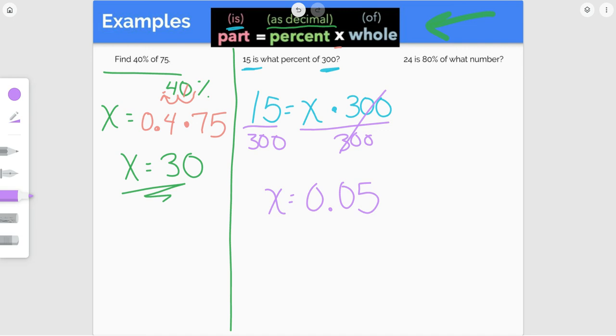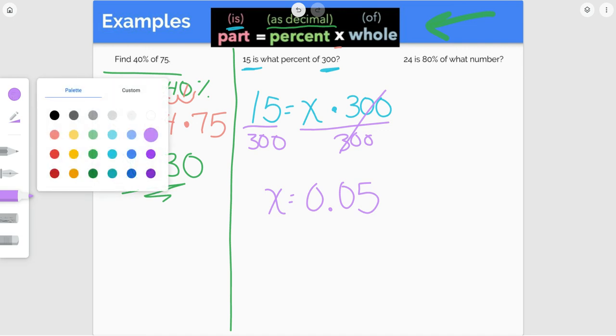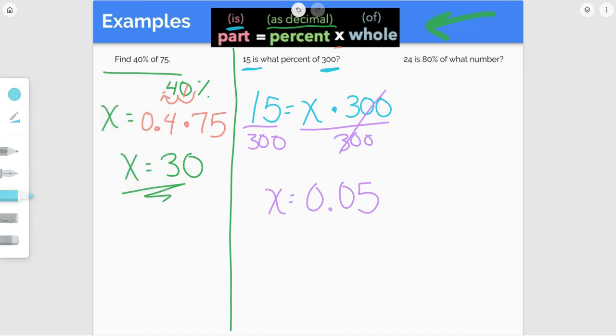No, it's my percent as a decimal. So I need to go ahead. Now I'm taking a decimal and turning it into a percent. So now I'm going to multiply by 100 or move it to the right 2 times. And that is going to give me 5%. And that's going to be my answer. And that makes sense because 15, right, is just a really small piece of 300. So 5% makes sense.